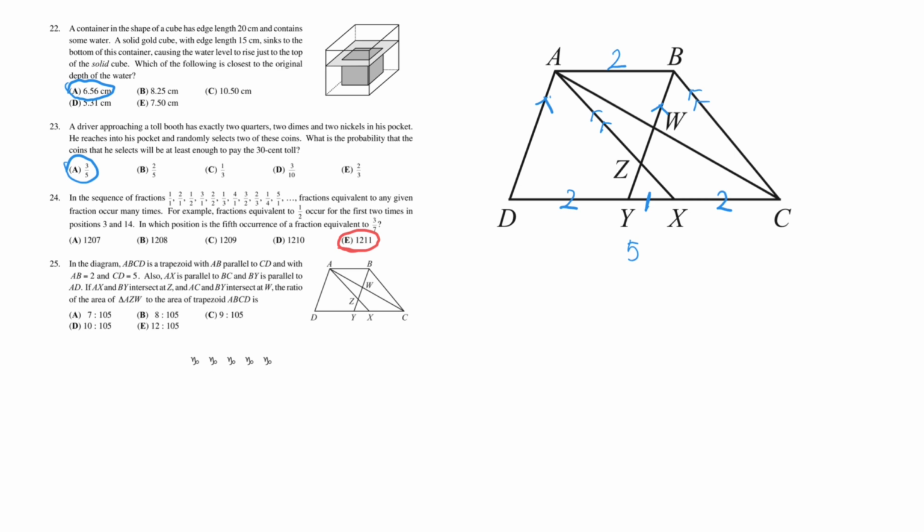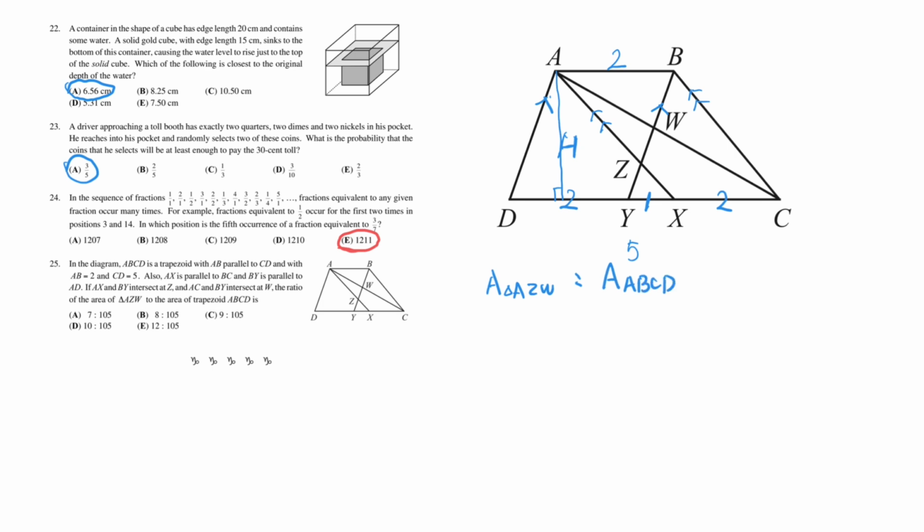Now we draw the height from A perpendicular to CD. That's the height, we use H. Now, the ratio of the triangle area AZW to the area of trapezoid ABCD.